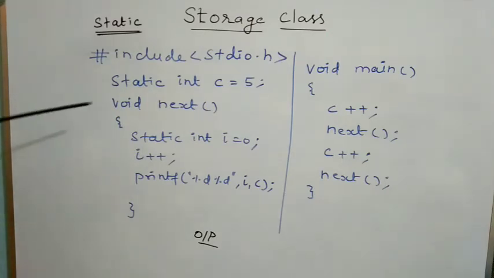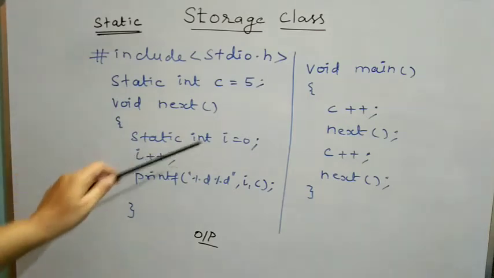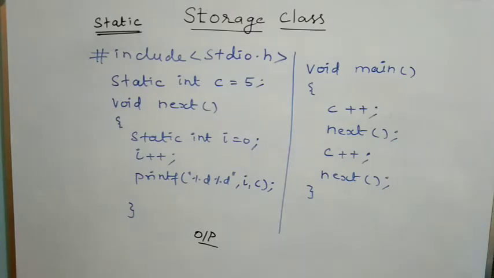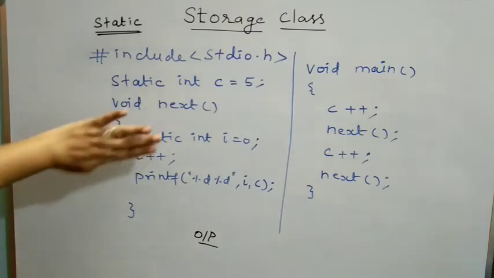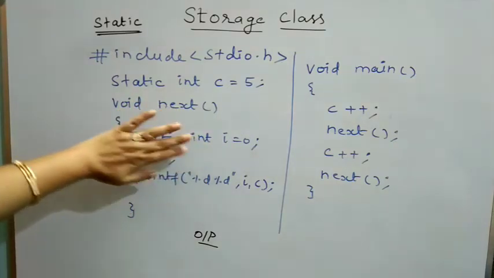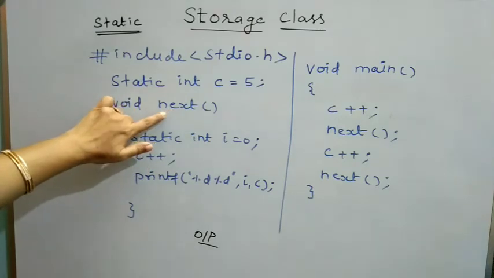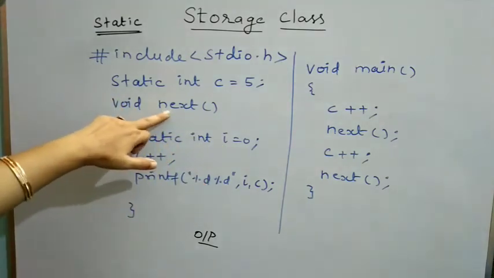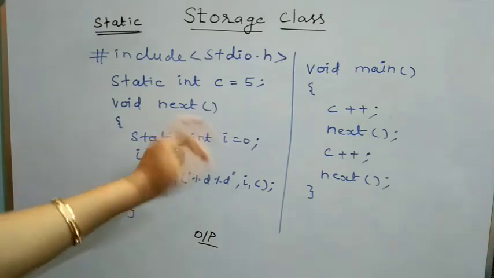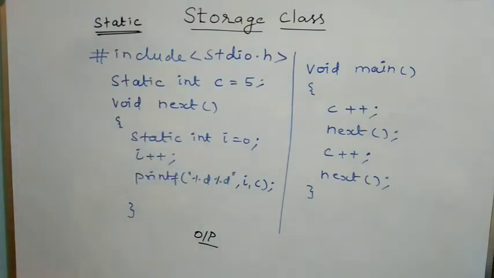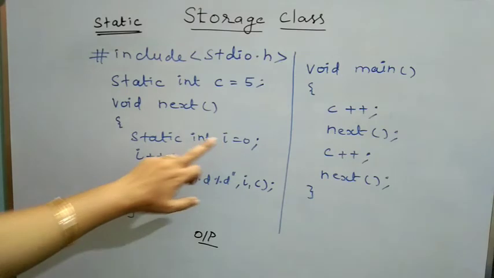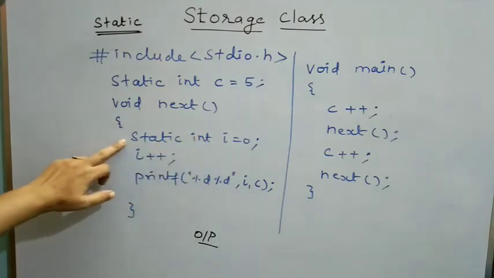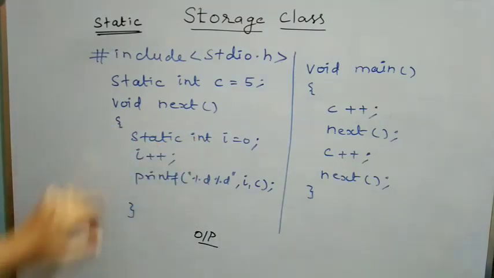One beauty of this static variable is that between function calls, the value of the static variable is retained. If i is not static, when I call this function next the first time, i is initialized to 0. Next time when I call this function, i will be reinitialized to 0. If I define and declare this variable i as static, it retains the value between function calls.